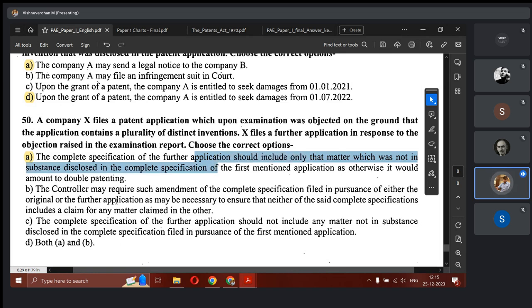Then the controller may require such amendment of the complete specification filed in pursuance of either the original or the further application as may be necessary. So yeah, he may require other amendments to ensure that neither of the said complete specifications includes a claim for any matter claimed in the other. This is also spot on. Claims cannot match. Okay, your claim has to be separate.